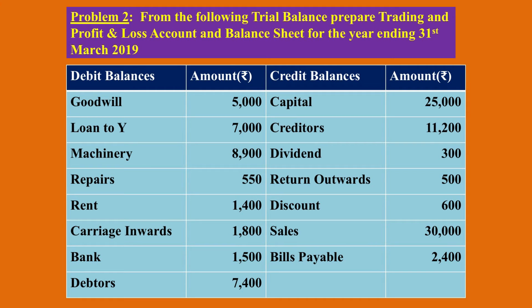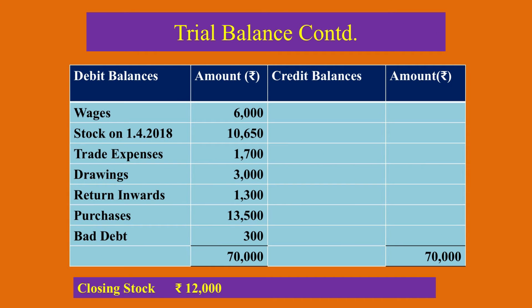Next we have repairs 550. Next item we have is rent, that is 1,400. Then we have carriage inwards, that is 1,800. Then we have bank 1,500. Next item on the debit side we have is debtors 7,400. Let's move on again to more items on the debit balances. We have wages, that is rupees 6,000. Stock on 1/4/2018, that means this is the opening stock. Opening stock given to us is 10,650.